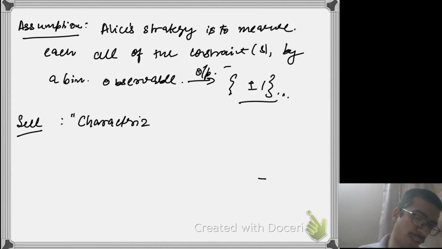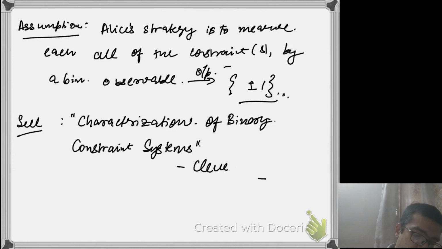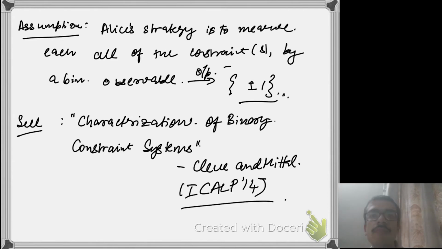So we are not going to discuss the general case, we are only going to make this assumption that these are binary observables, but for full generality you should read this paper, Characterization of binary constraint systems, by Cleve and Mittal. This is from ICALP 2014.